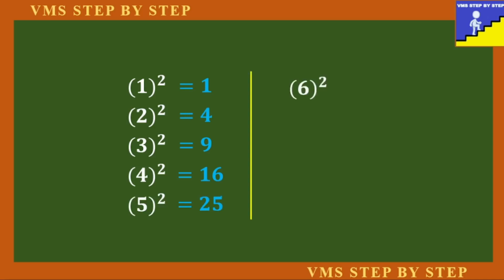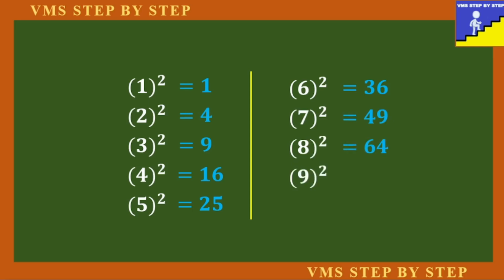6 square is 36. 7 square is 49. 8 square is 64. 9 square is 81. 10 square is 100.